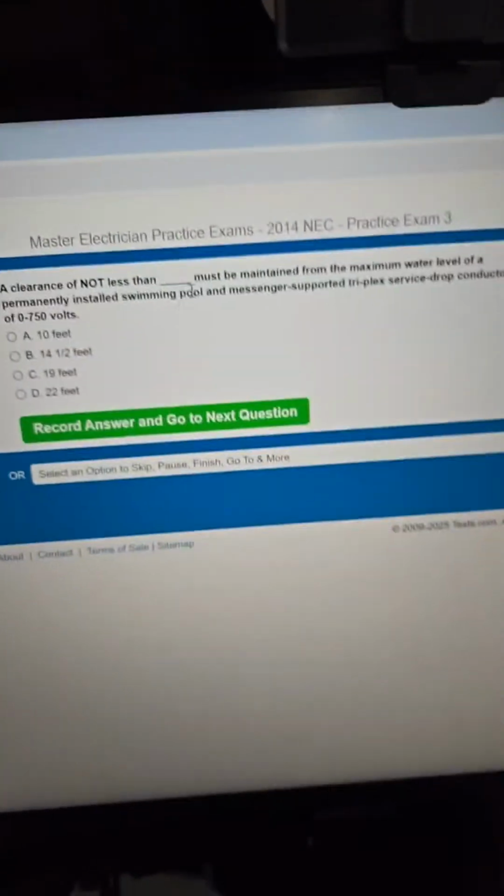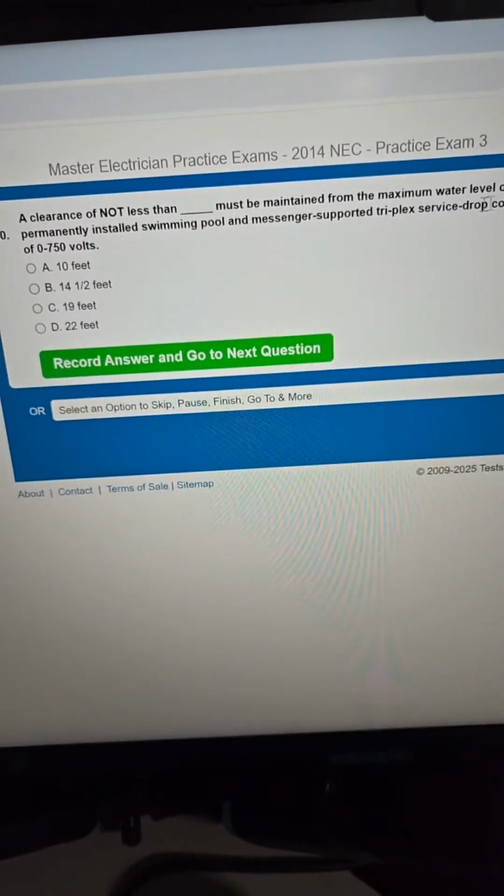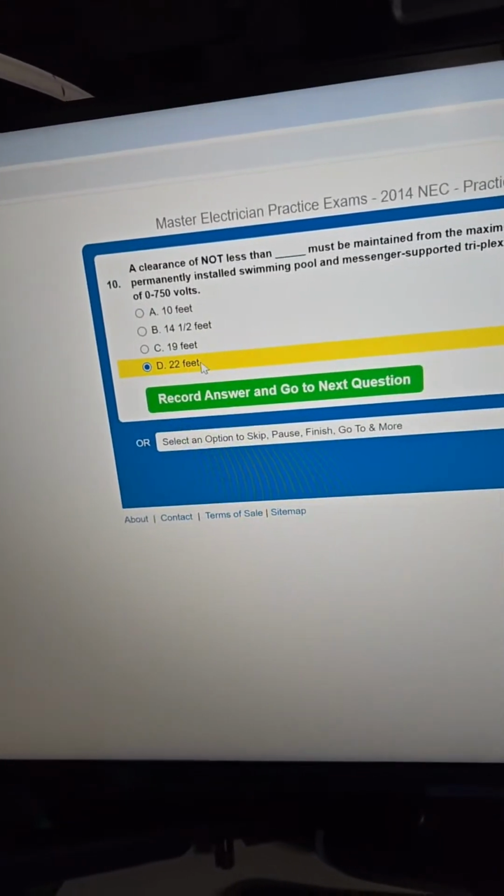Clearance not less than blank must be maintained above the maximum water level of a permanently installed swimming pool, and the messengers support triplex service drop conductors over 750 volts. 22 feet is my final answer.